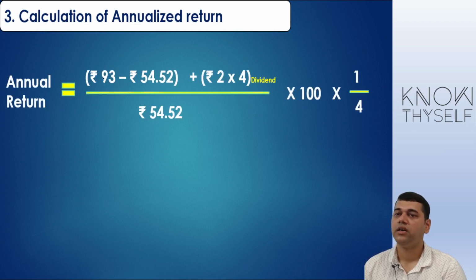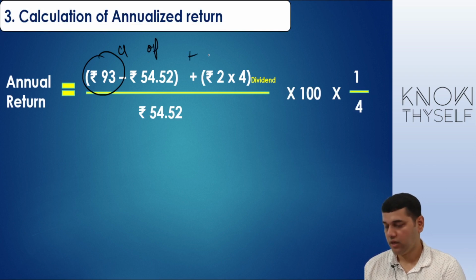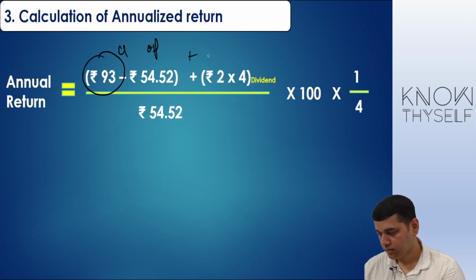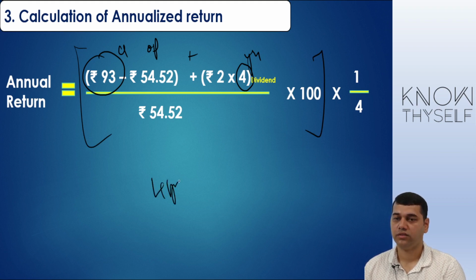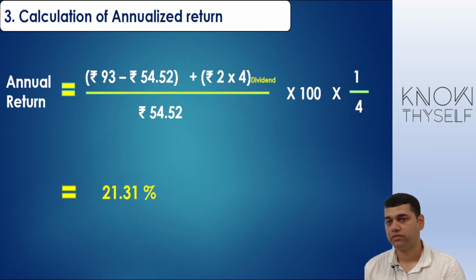Let us calculate the annualized return. What is my annualized return? 93 is my closing value minus opening value plus how much dividend they gave? 2 rupees per unit, right? Per year, every year they gave 2 rupees per unit, into 4 years, divided by 54.52 into 100. This gives you return per 4 years. What is 1 year? So I get 21.31%.